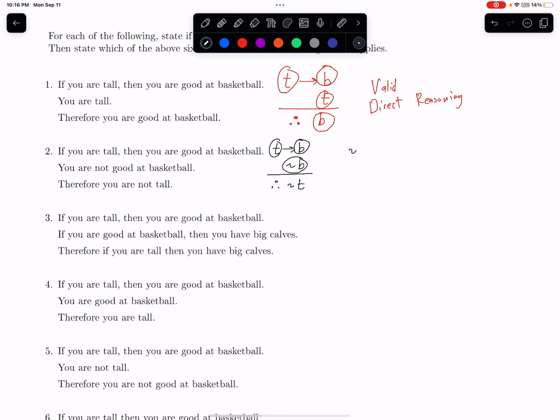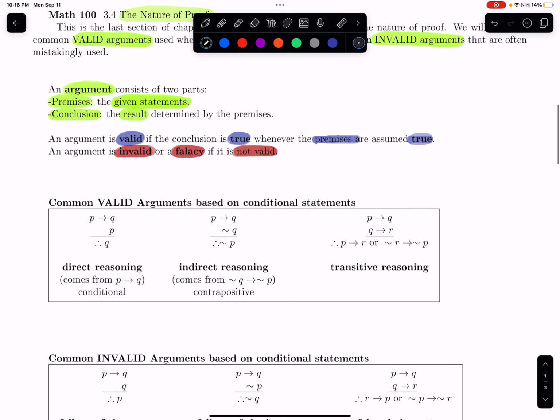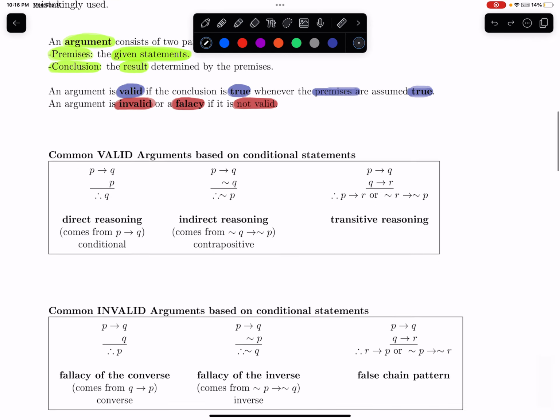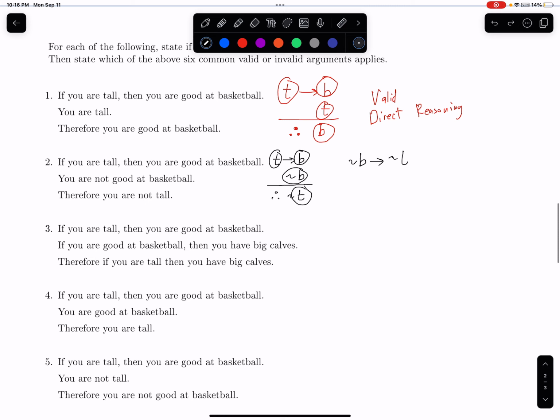Next, I've got the negation of the right side to the negation of the left side. That's the pattern of the contrapositive, right? And so that is indirect reasoning. That's this guy right here. That's that guy right there. So that is valid again. That's just my own notes there. This is valid again by indirect reasoning this time. Or if you said contrapositive, I accept that too.